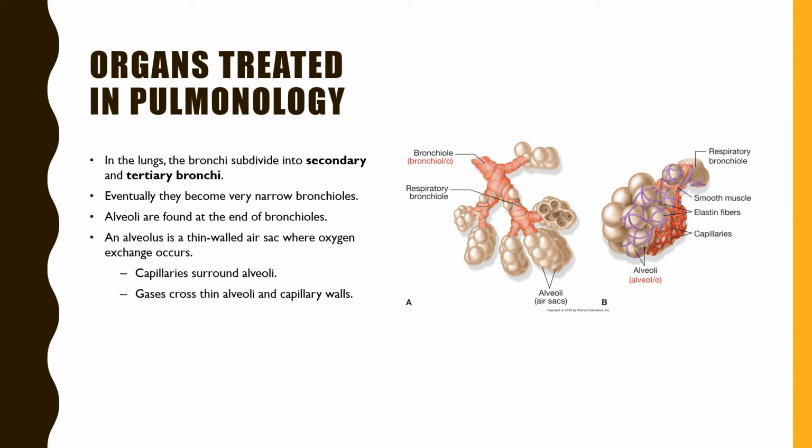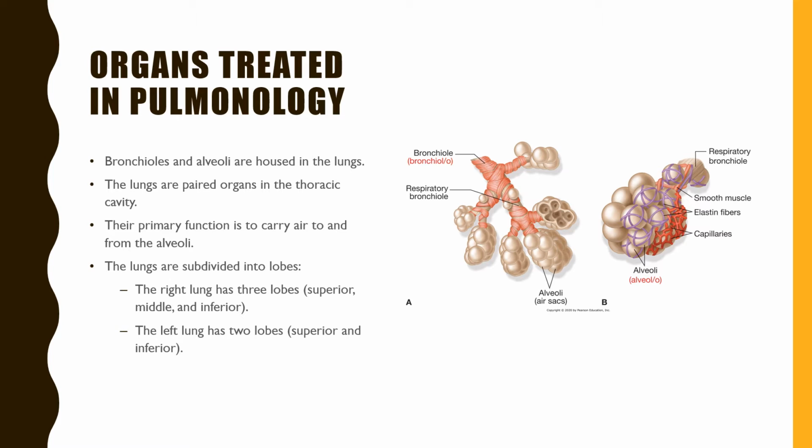In the lungs, the bronchi subdivide into secondary and tertiary bronchi, and then they become very narrow bronchioles. Alveoli are found at the end of the bronchioles, and an alveolus is a thin-walled air sac where oxygen exchange occurs. You have capillaries that surround the alveoli so that gases, carbon dioxide and oxygen, can cross the thin alveoli and capillary walls.